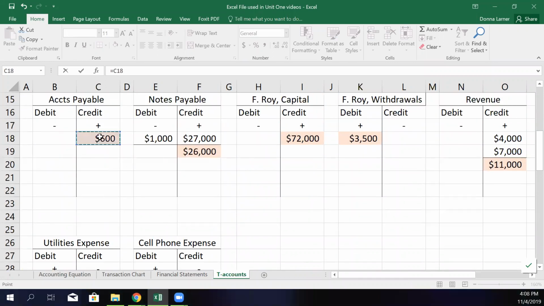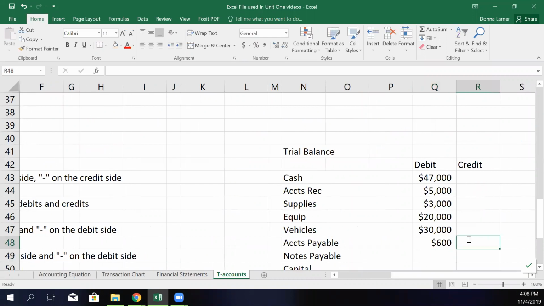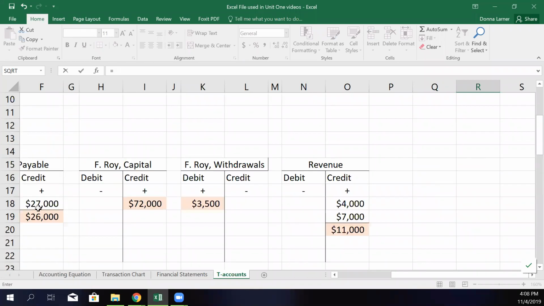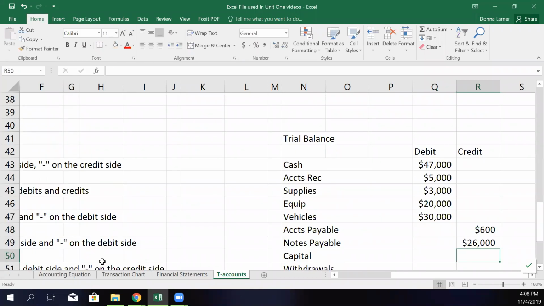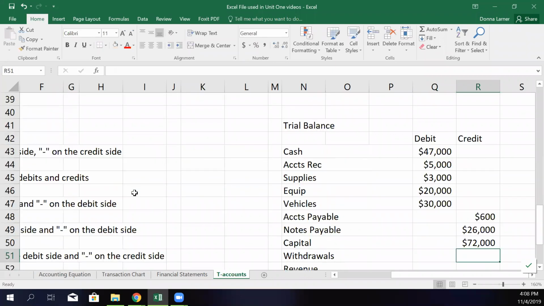capital, accounts payable. Oh, and I put it on the debit side. Even though I knew it was a credit, was talking about it being a credit, I did it anyway. That should be over here. Notes payable, go up to the T account. $26,000 credit balance. I have it on the credit side this time. Capital, $72,000 credit balance. Withdrawals has a debit balance.